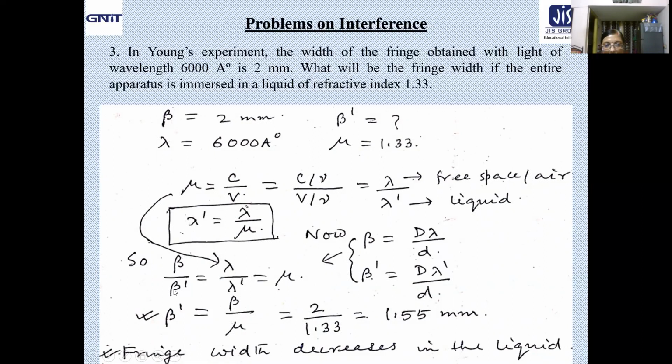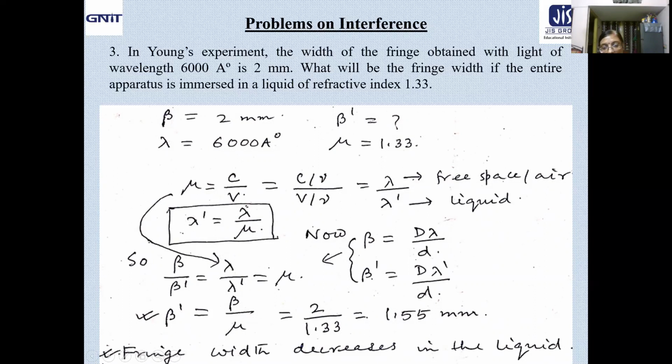So basically beta by beta prime equal to mu means beta prime equal to beta by mu. Now what about beta? Beta is given as 2 millimeter. So mu is given as 1.33. So let us get it as 1.55 millimeter. That means fringe width decreases in the liquid compared to the free space or air. If you consider the same apparatus, the fringe width value will be lesser in the liquid.